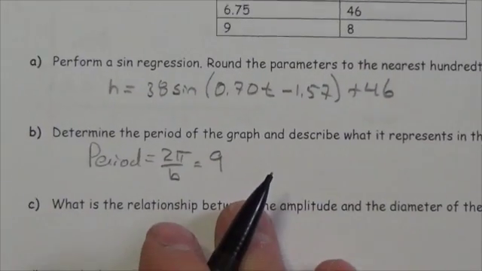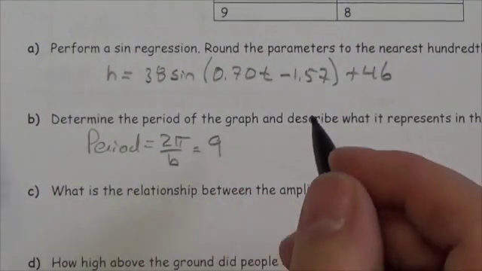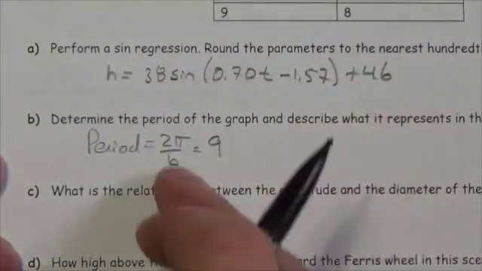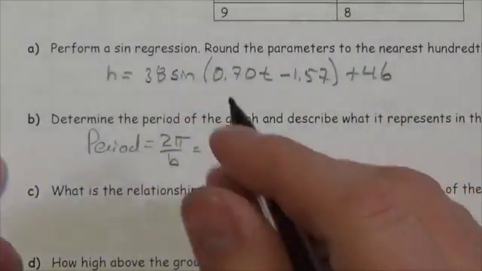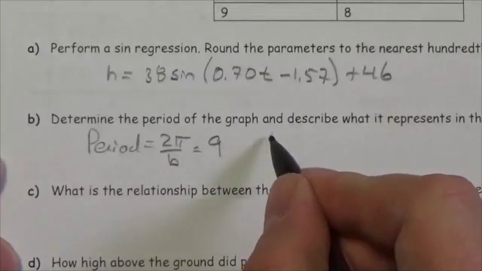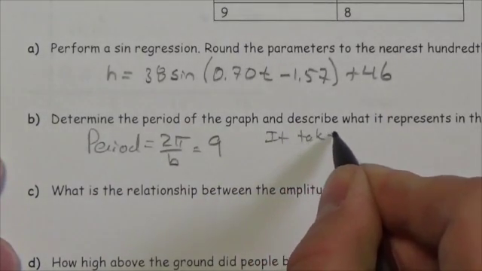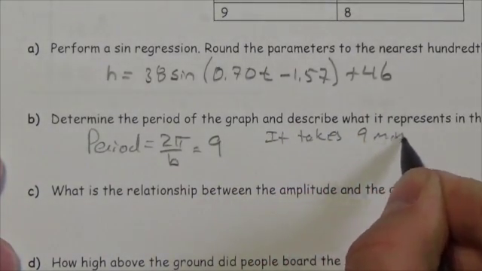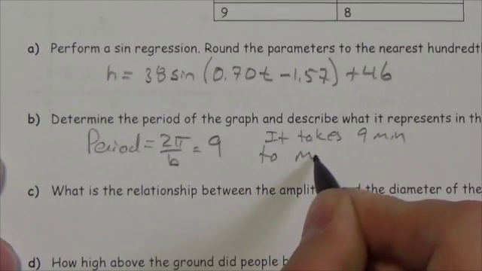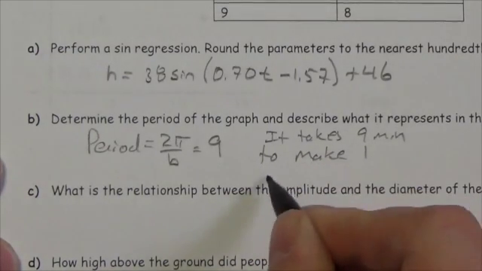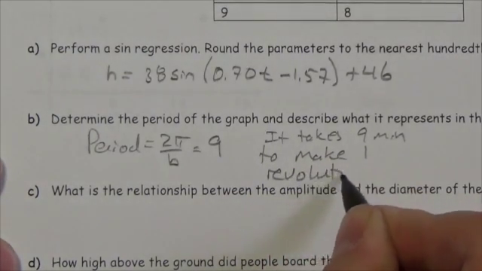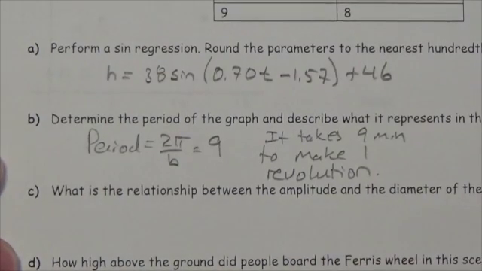Now, that is the period of this motion here. And when you're thinking about a Ferris wheel, what the period is, it's the amount of time it takes to go around once. So it takes 9 minutes to make 1 revolution. Okay? That's what the period means in this context.